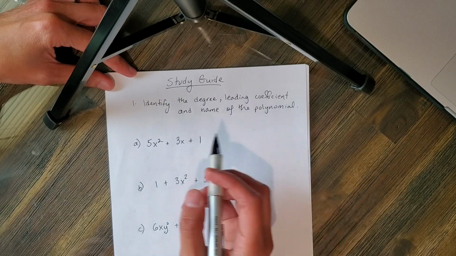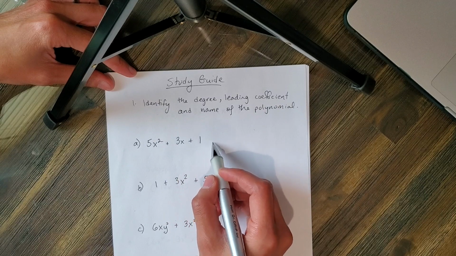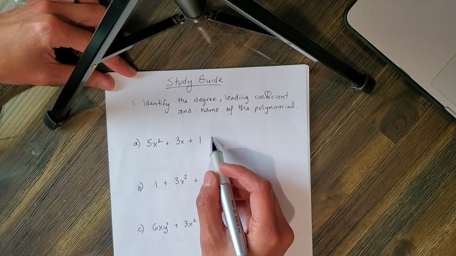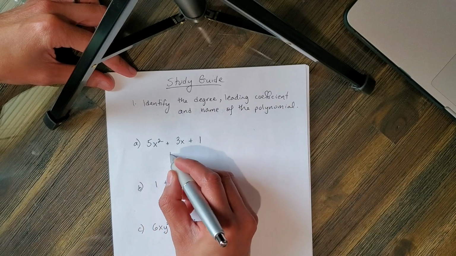So for example, here we have x squared, here we have x, and here we have no variables. So you could think of this as x to the 0 power. So the highest degree here is 2. So we would say the degree is 2.